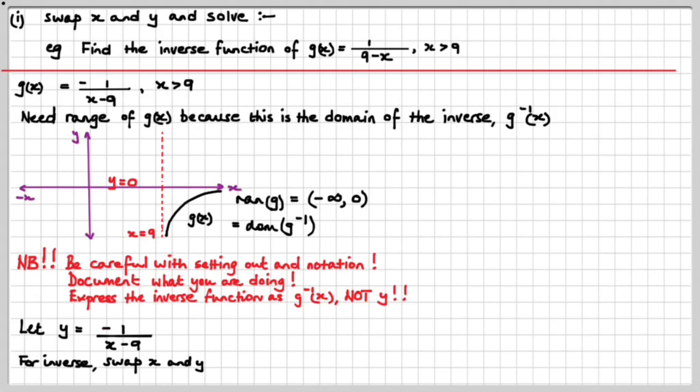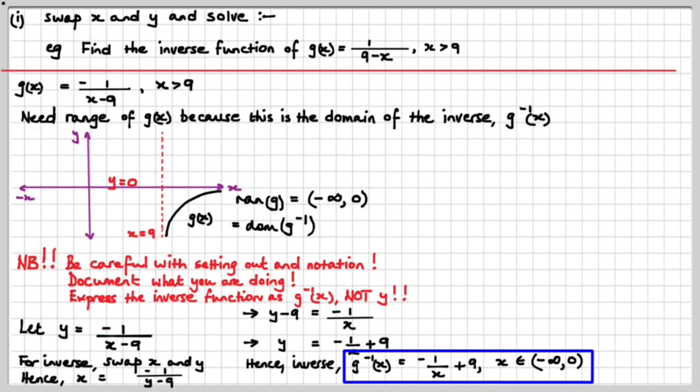So for the inverse, swap x and y, and I get that, and then I'm solving it for y. There it is. Now I've got it. Now I'm just going to revert back into the g notation, remembering to do that. There's my equation and there's my domain. So that's it.